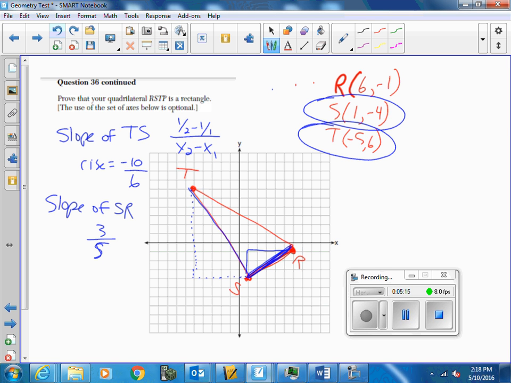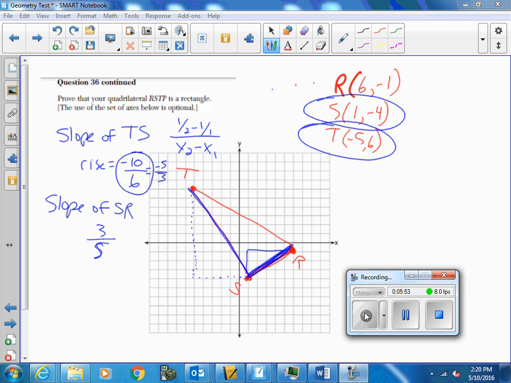Now, it might not be obvious to you that those are the negative reciprocal of one another. You have to reduce this negative 10 over 6. So if you look at that, what number can go into both 10 and 6 evenly? Well, 2. So if you reduce it, you end up with a negative 5 over 3. And since they are the negative reciprocal of one another, that means they are perpendicular, which means there is a 90-degree angle there. All right, so we'll take a break for a second. Be right back.